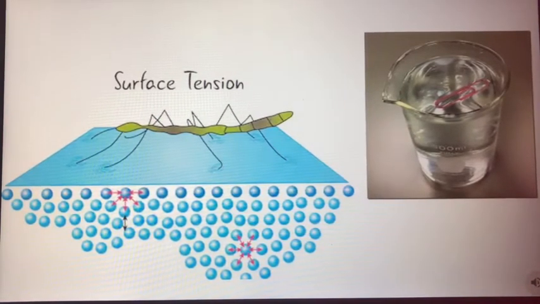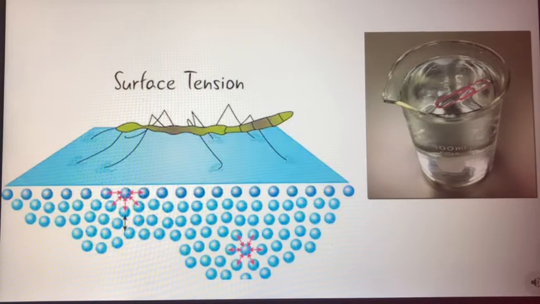If you've ever placed a paperclip just right on the top of a water glass, it floats. The paperclip should not float because it is more dense than the water, but the water molecules have created this surface tension. Now, the minute you bump the paperclip, the surface tension is broken and it will sink.